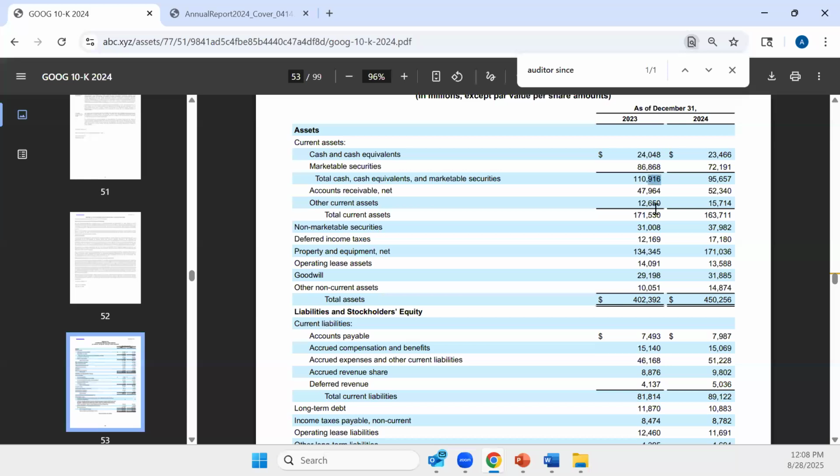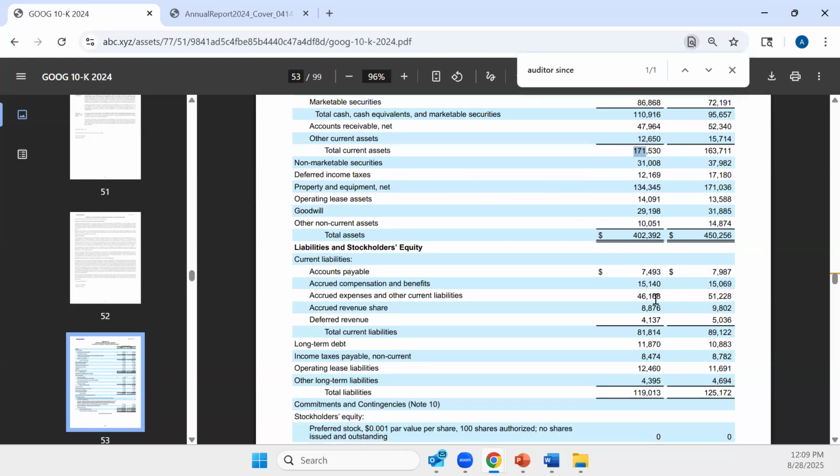They've got their accounts receivable, other current assets, non-marketable securities, then deferred income taxes, property and equipment. And they're in order of how long-term these assets are. And then total assets of 400 billion.